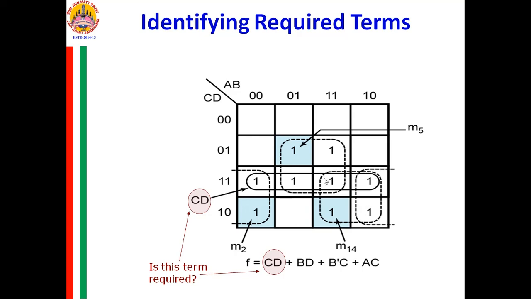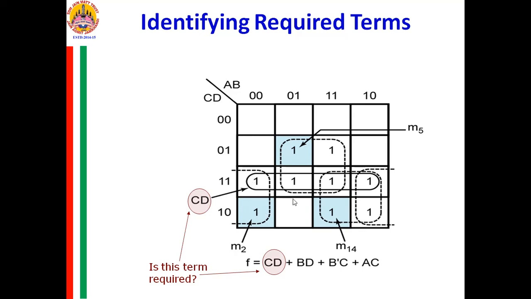See here. If I choose this quad, this one is essential. For this particular one, this quad is essential, and for this particular one, this quad is essential. Now, when I form this quad, this one, which is a part of this quad, is already covered in this particular quad. Therefore, all the ones of this particular quad are already covered by either this quad, or this quad, or this quad.